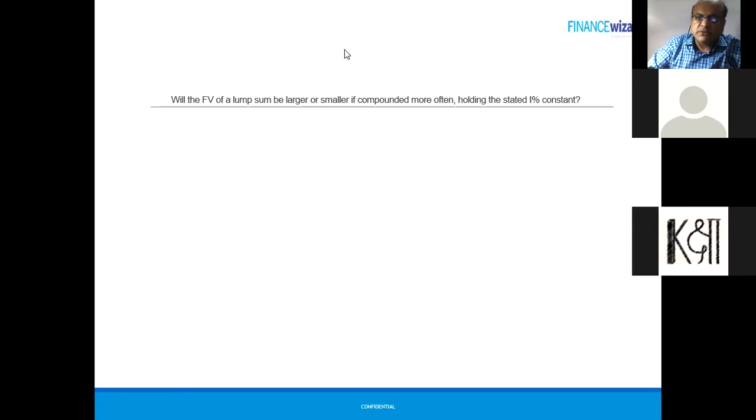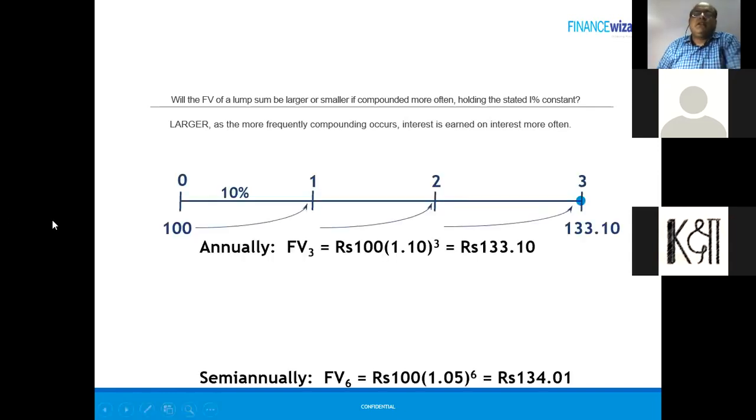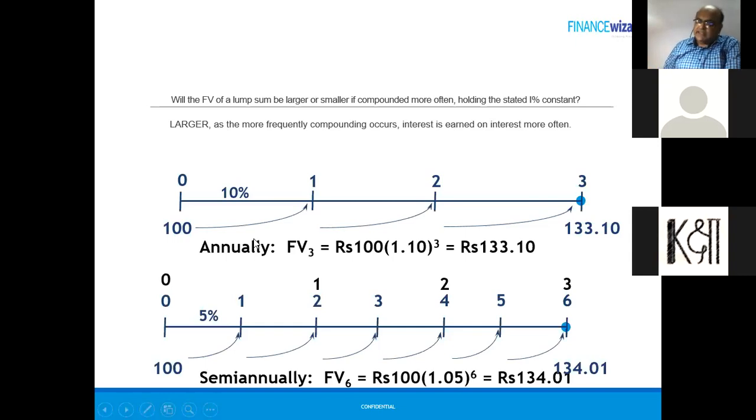Obviously, it will be high, no? Because interest will be earned on interest more often. Larger, as the more frequently compounding occurs, interest is earned on interest more often. So say 10% interest is accrued on 100 rupees on an annual basis. After 3 years, we will be having 133.1.